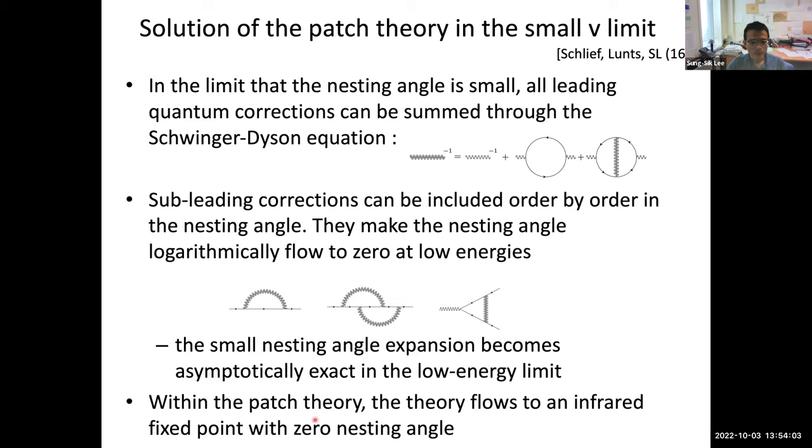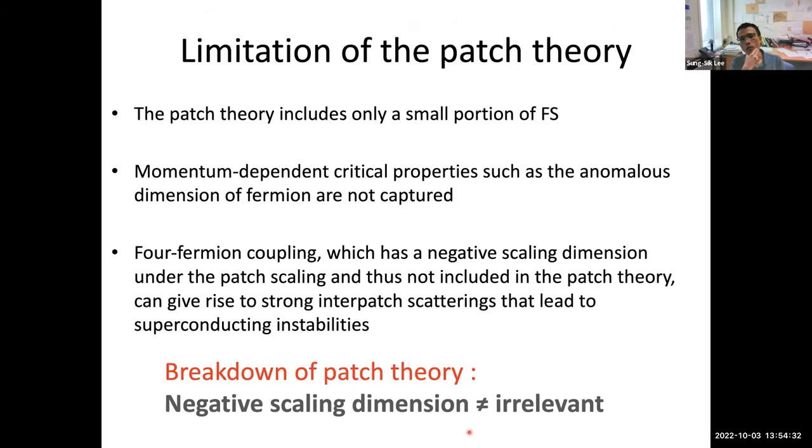And within this patch theory, the theory flows to a fixed point at low energy. And the fixed point is characterized by zero nesting angle and some non-zero anomalous dimension, where the boson has anomalous dimension one and dynamical critical exponent one. Okay. However, this conclusion is not complete because the patch theory does not include all the gapless modes on the Fermi surface.